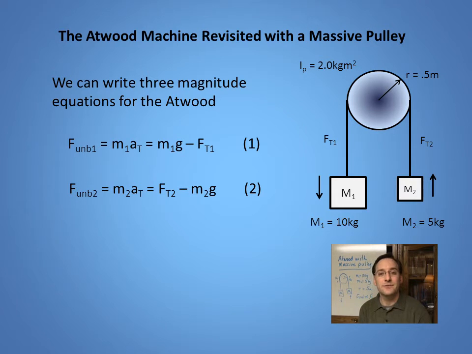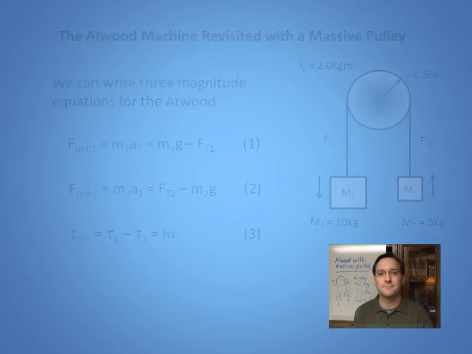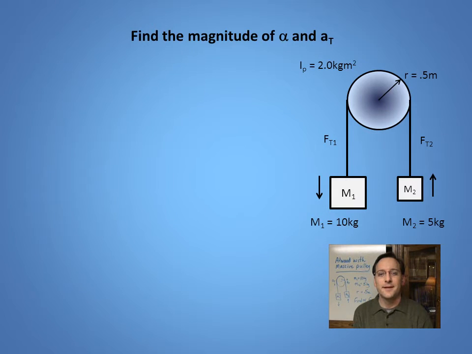On the torque, we can take a look at the net torque that's acting on this object as well. The net torque is going to be I times alpha, but it's also going to be torque 1 minus torque 2. Torque 1 is the torque that's due to the first tension, Ft1, and then torque 2 is going to be due to the other tension, Ft2. We can also solve for alpha and at, the angular acceleration and the tangential acceleration.